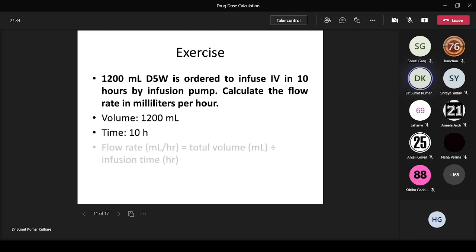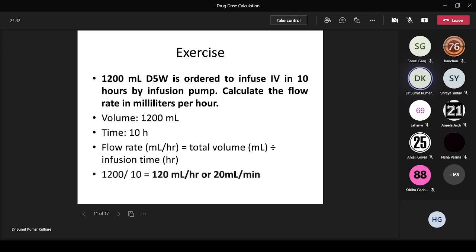Now, what is the formula for flow rate? Flow rate is equal to total volume divided by infusion time. Adding all the values, you will get 120 ml per hour, or you can convert the hour into minutes. 1 hour is equal to 60 minutes, so 60 will come here, and that will give you around 20 ml per minute as the rate. If you infuse the solution with this rate, this 1200 ml solution will be finished in 10 hours, if you maintain this flow rate.